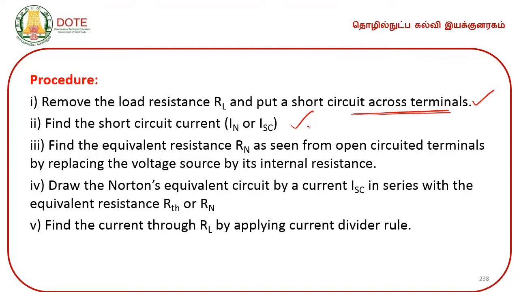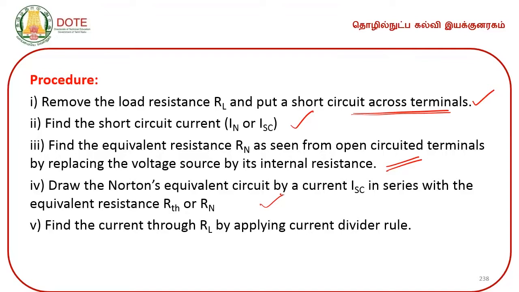Thirdly, find the equivalent resistance Rn as seen from the open circuited terminals by replacing the voltage source by its internal resistance. The third point is common with Thevenin's theorem. Fourth, draw Norton's equivalent circuit by a current source ISC in series with the equivalent resistance RTH or Rn. Whereas here there is a difference.